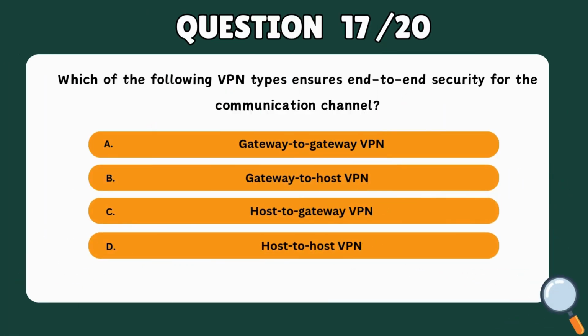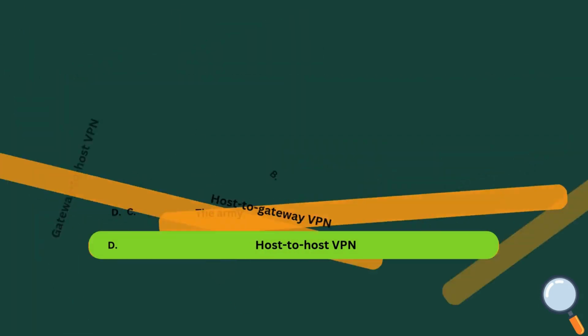Question 17. Which of the following VPN types ensures end-to-end security for the communication channel? A. Gateway-to-gateway VPN. B. Gateway-to-host VPN. C. Host-to-gateway VPN. D. Host-to-host VPN. Correct answer: D. Host-to-host VPN.